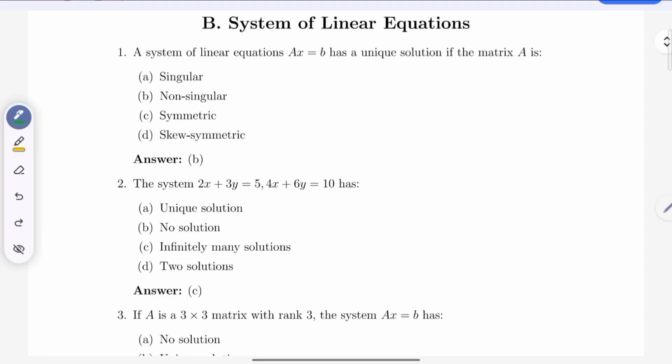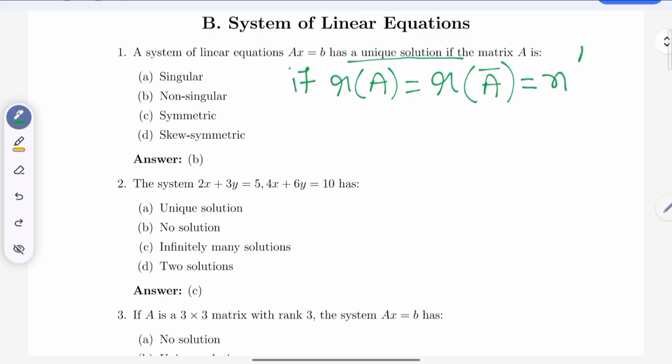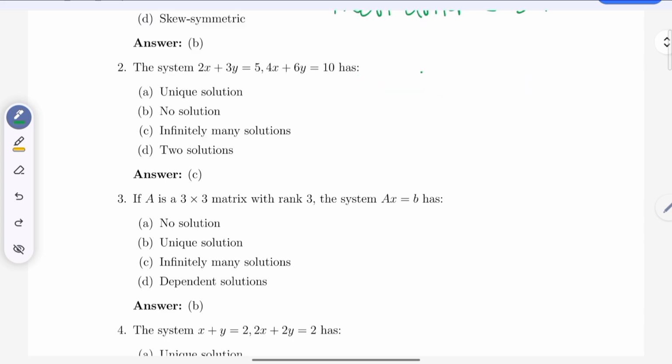Now let us solve some questions on systems of linear equations. In the first question, Ax equal to B has a unique solution. We know that if rank of A is equal to rank of the augmented matrix equal to n, where A is the m by n matrix. So since rank A equal to n, option B is correct, that is, the matrix is non-singular.